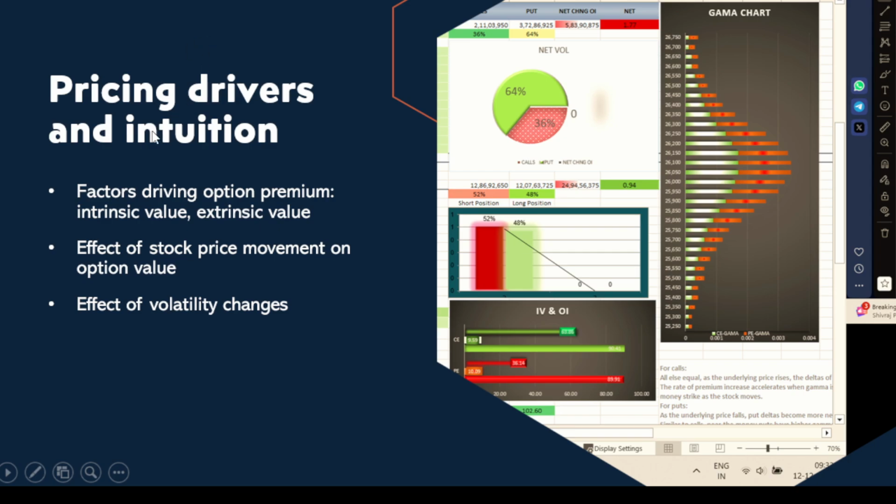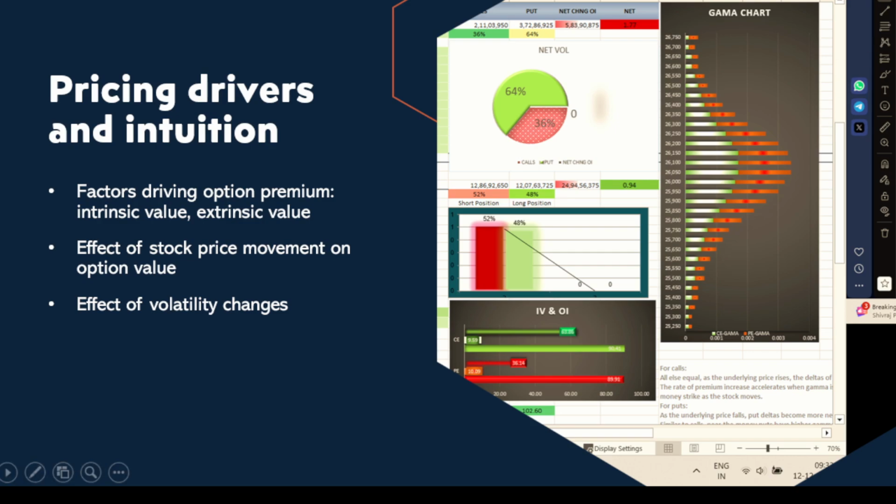So what is the pricing? These are the pricing drivers and intuitions, the factors which drive the options premium, which are the intrinsic value and extrinsic value. The effect of stock price movement on the options value is also one of the factors involved, and the effect of volatility changes.